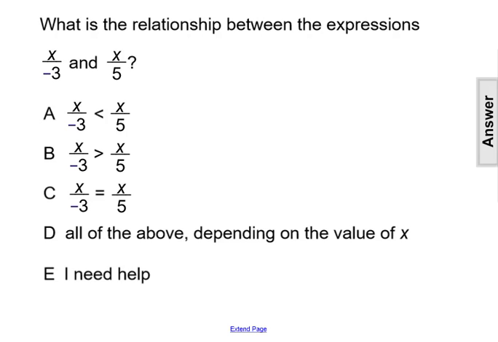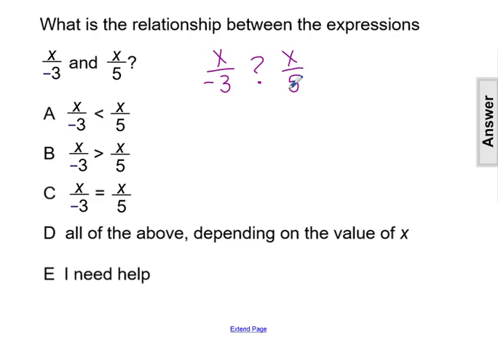What is the relationship between the expressions x over negative 3 and x over 5? So we don't know the value of x, so we're going to try to compare the expressions themselves. And the way we'll do that is we'll set up not an equation, but we'll set x over negative 3 question mark x over 5, as if we're going to write an equation, but we're not using the equal sign because we don't know if they're equal.